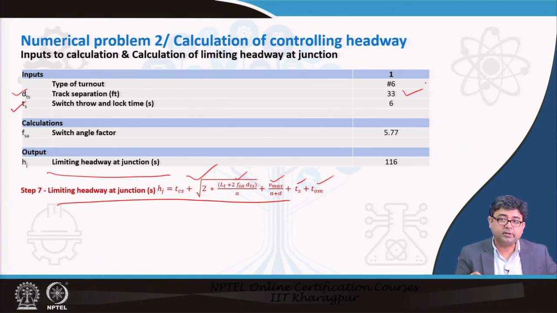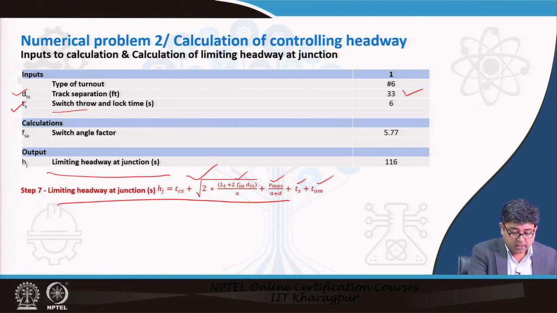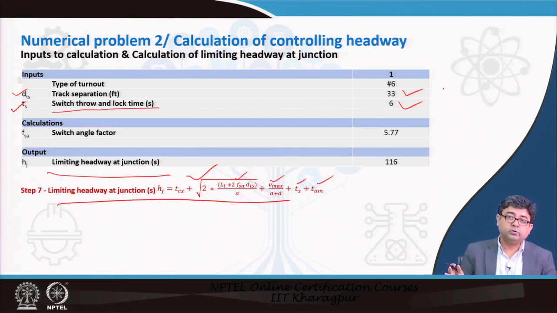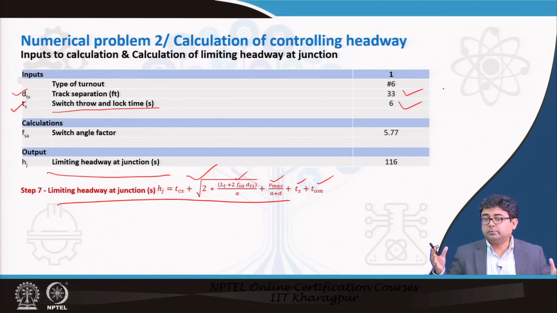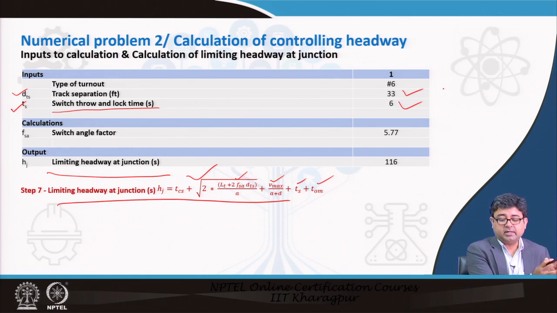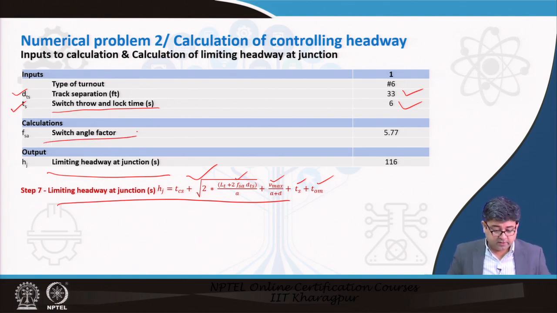right of way is separated from the grade, whether it is at grade or not at grade, and then the switch throw and lock time. These are again standard values that will be given to you in a tabular fashion, or they are standard in a book that has all the standards. All you need to do is look for the right value. So, that is what you have to do. Calculations, switch angle factor again is something that you have to be looking for. These are again standard values. You input all of these values in this formula and you get the limiting headway.